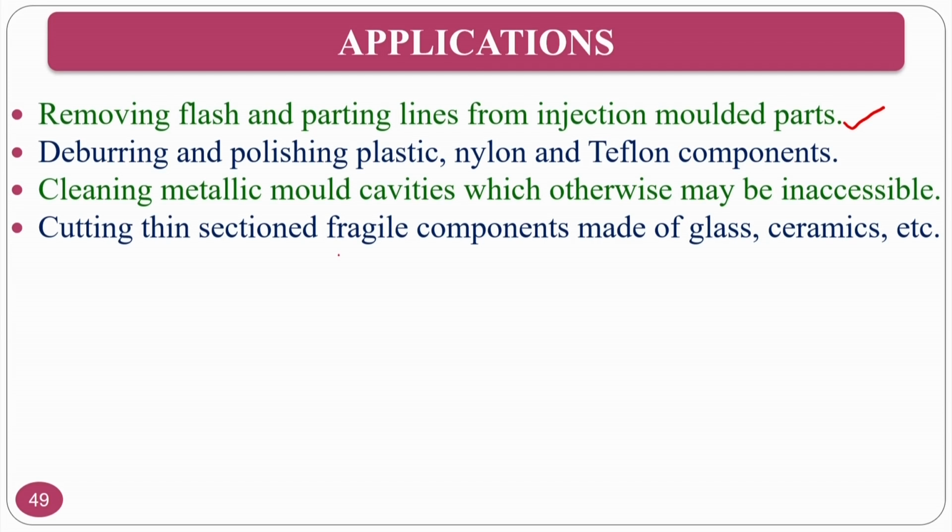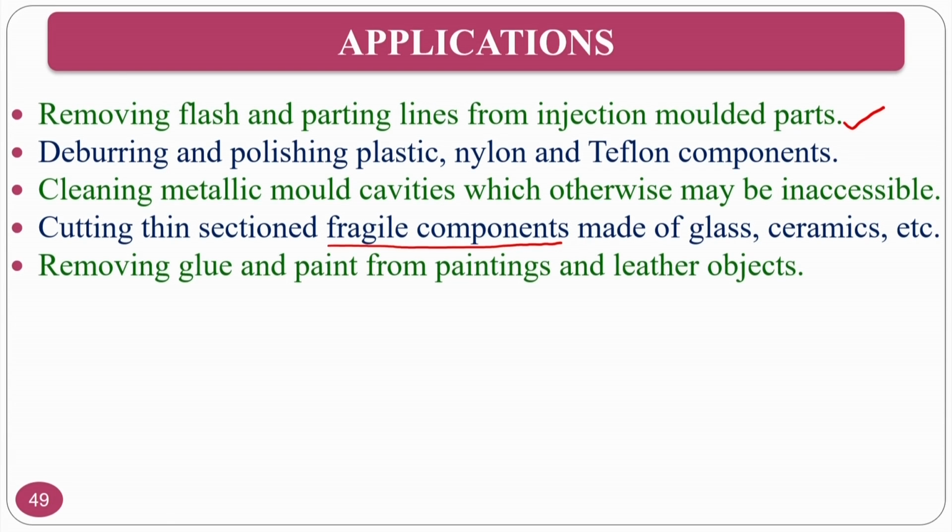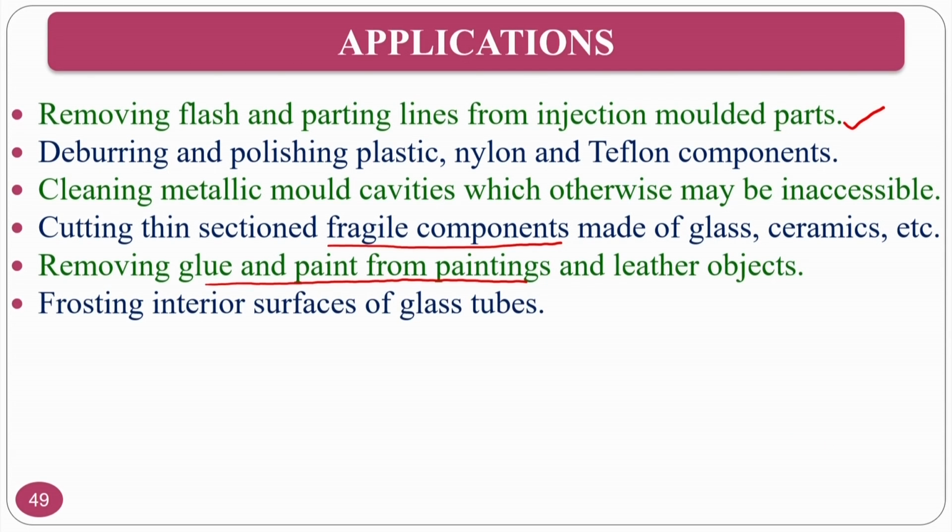Cutting thin section fragile components, that is brittle components made of glass and ceramics, can be machined using abrasive jet machining. Removing glue and paint from paintings and other leather objects can be easily done. Frosting the interior surface of glass tubes, normally if you want to generate some textures, can be done using this process.